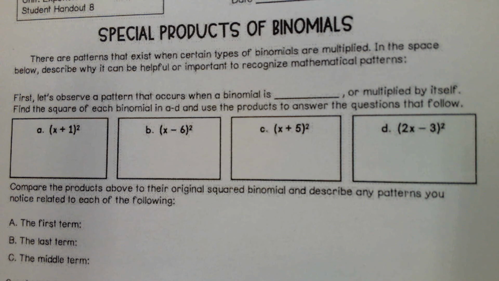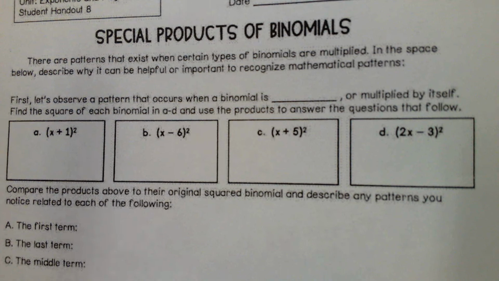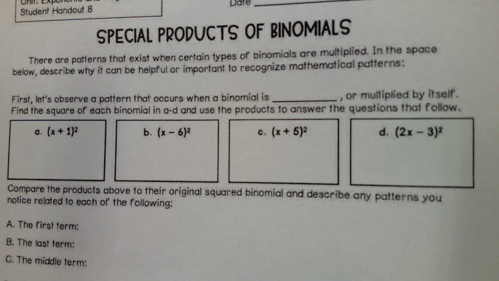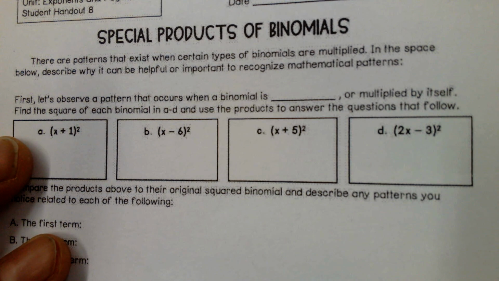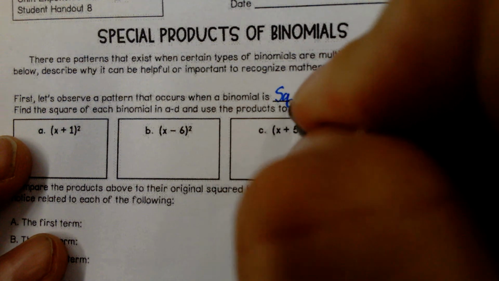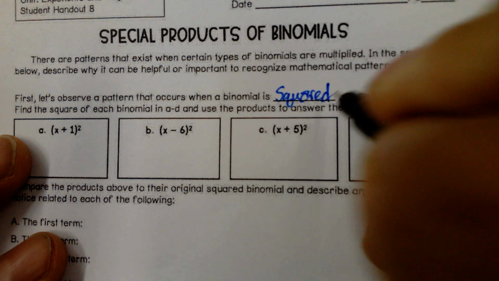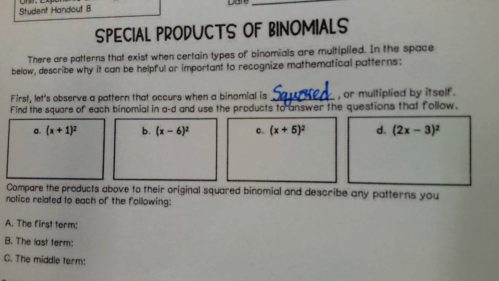Okay, guys, so today we're going to find some special products. I want to just dive right into our first example. First, let's observe a pattern that occurs when a binomial is squared. We're going to square some binomials, or multiply them by themselves. Let's find the square of each binomial in A through D and use the product to answer the questions that follow.